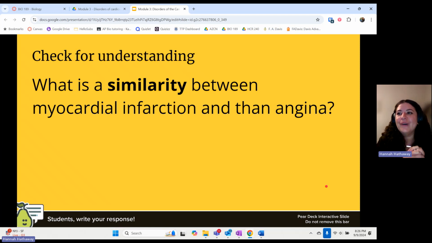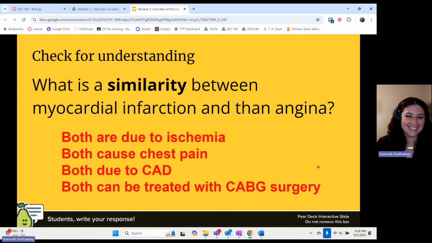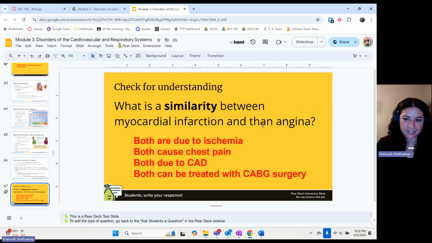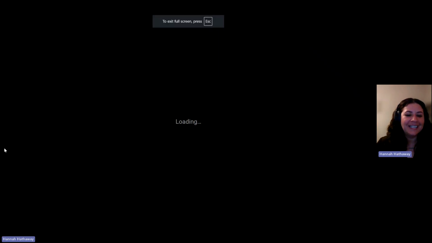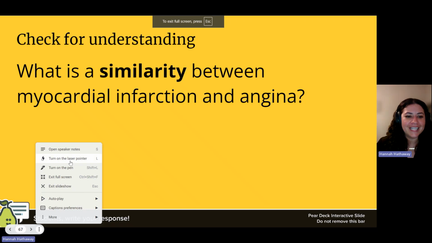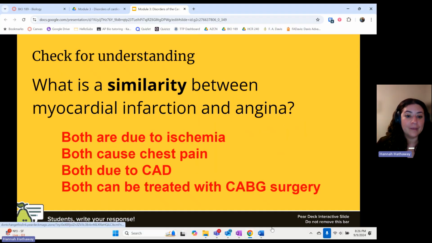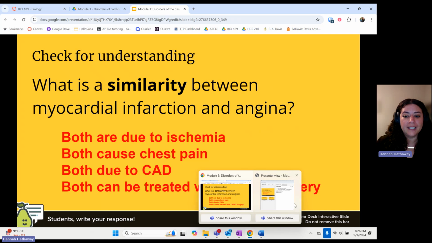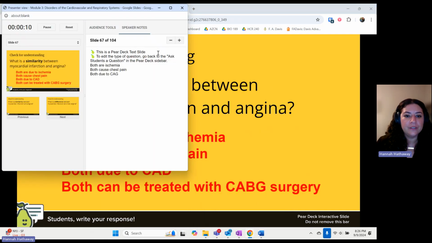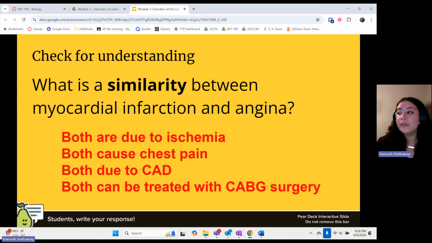Check for understanding. What is a similarity between myocardial infarction and angina? There are many things that you could write here. You could say that they're both types of ischemia. They both cause chest pain. They are both due to coronary artery disease. And they both can be treated with bypass surgery, just to get around the main problem and make sure blood is still getting to the heart tissue.